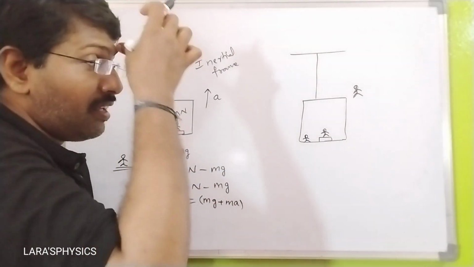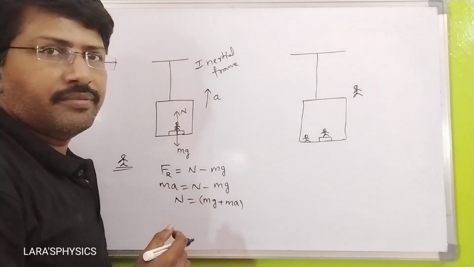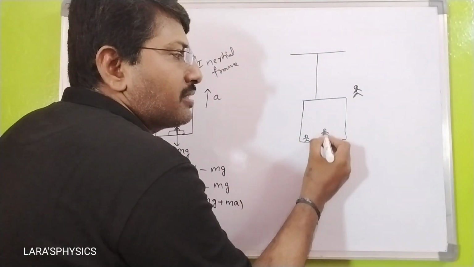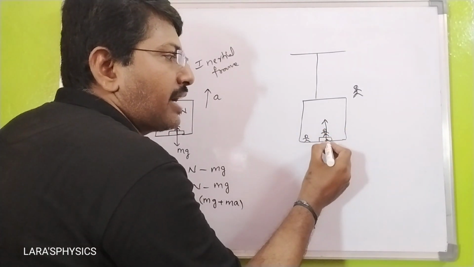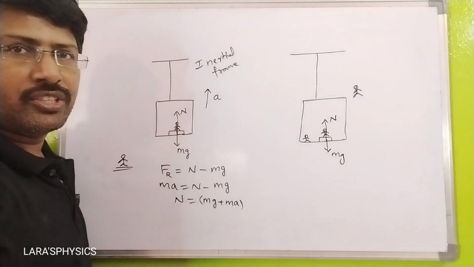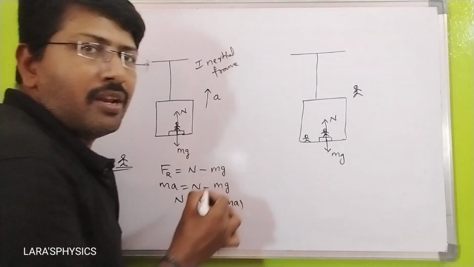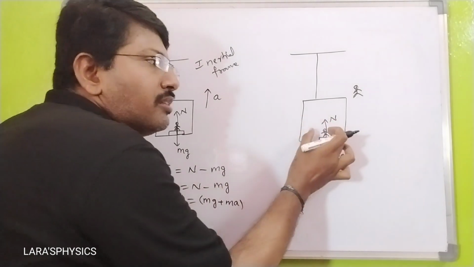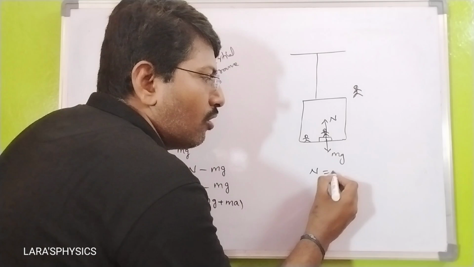Now see here. Now I observe the normal reaction, everything like that. In this situation, if I stand here, this person always appears at rest. So that means the weight of the body is acting downward, mg, and the normal reaction is acting upward. With respect to this lift, I am at rest, and this person is also at rest. So that means N is equal to mg.